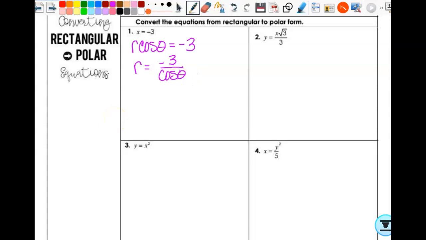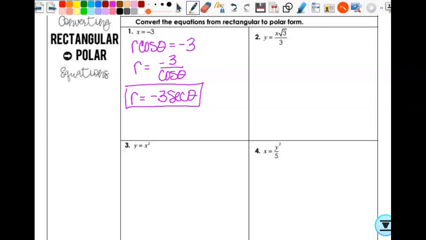What is the reciprocal of cosine? Secant. So this is -3 secant theta, and we have converted. And if we graph this in the polar coordinate system, we will get a vertical line through -3. Well, there's not really a -3, but we good?